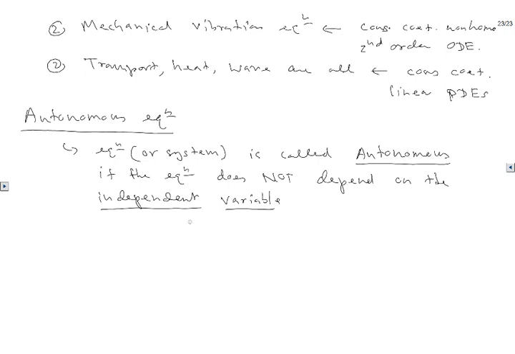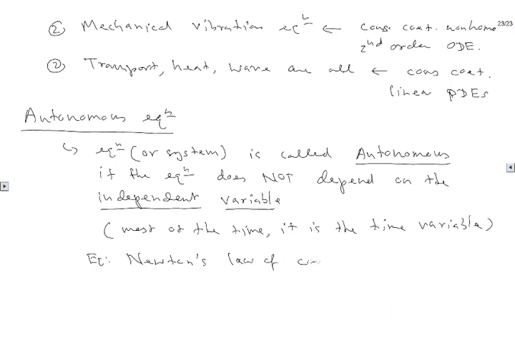Most of the time this independent variable is the time variable. So in other words, it does not depend on time. If you have a different time, the differential equation is still the same. An example: Newton's law of cooling is autonomous, because it does not depend on the time variable. There's no t term anywhere, except the derivative.